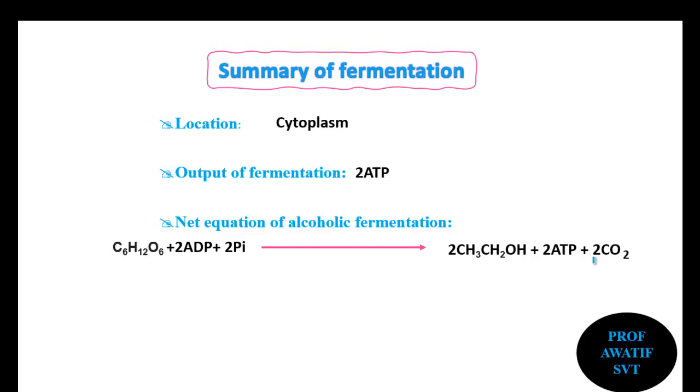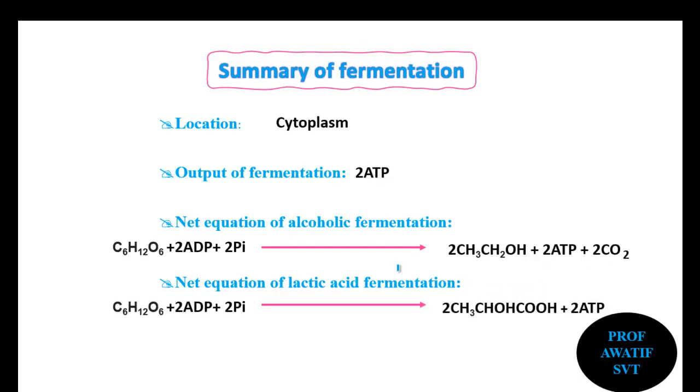Now, the net equation of lactic acid fermentation is also going to start with the glucose molecule that's going to be converted into this new molecule whose chemical formula is CH3CHOHCOOH, which is the lactic acid chemical formula. And the same thing, we will have 2 of it, and we will end up having 2 ATP molecules that are coming also from the phosphorylation of 2 ADP with 2 phosphates.